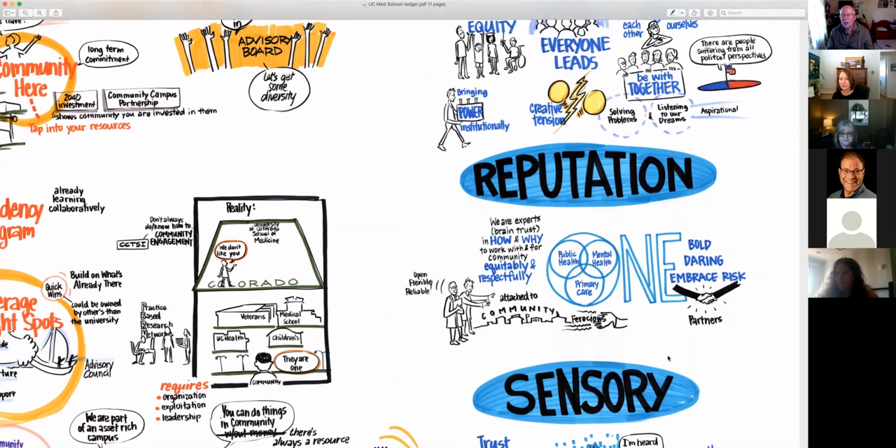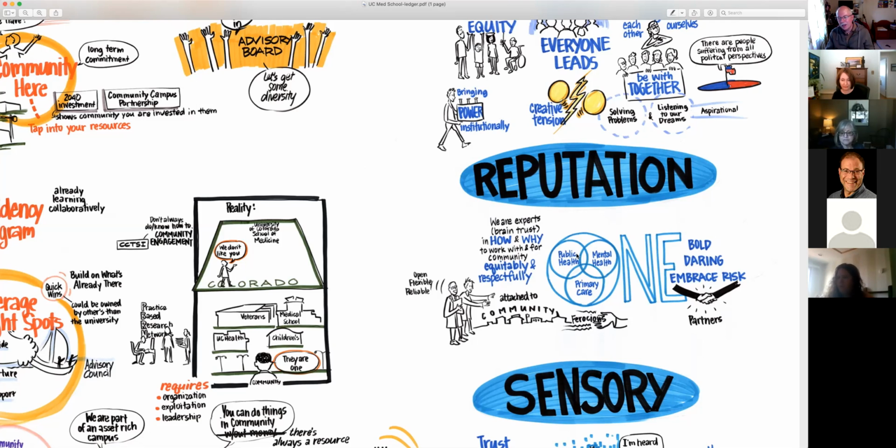Then in terms of reputation, what should people think our reputation is? So there was this notion of expertise, that we should be known as experts in how and why to work with and for community in an equitable fashion and respectfully. This reputation of being open, flexible, and reliable, that we're closely attached to community, and that's not just a passive ho-hum thing, but we're passionate about that. Ferocious was the word that was used.